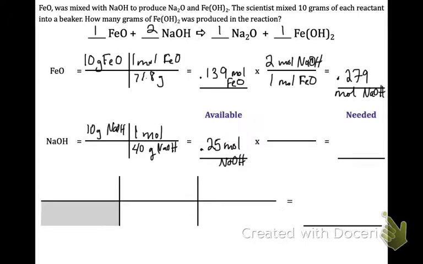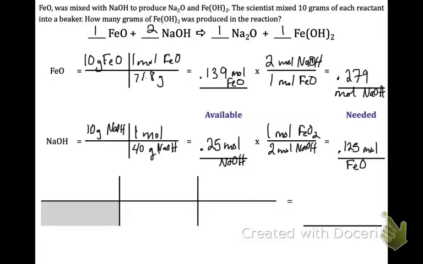I'm going to go ahead and take the moles of sodium hydroxide and find out how many moles of iron 2 oxide I would need to completely react. There are 2 moles of sodium hydroxide for every 1 mole of iron 2 oxide. If I had 10 grams of sodium hydroxide, I would need 0.125 moles of iron oxide.